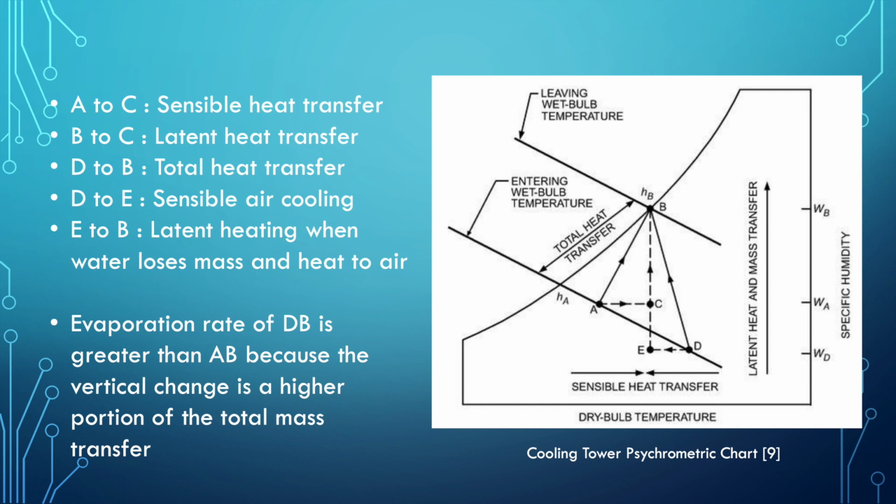And the main way I found to understand this was looking at the rate of evaporation from comparing D to B points from A to B, the points. And the evaporation rate of D to B is greater because that vertical change, the latent heat, which is the determining factor, is a higher portion of that total heat transfer than A to B.